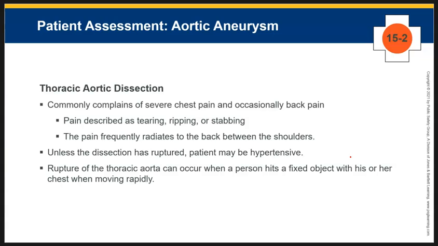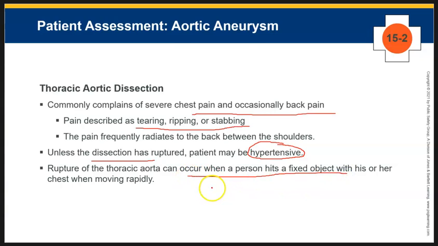A thoracic aortic dissection is going to be accompanied oftentimes by back pain, and specifically may be described by the patient as a tearing sort of pain. Now, unless the dissection has ruptured, they're going to have an extremely high blood pressure as a result. Rupture of the thoracic aorta can result when a person has a rapid deceleration, if they hit a fixed object with their chest when they're moving rapidly.